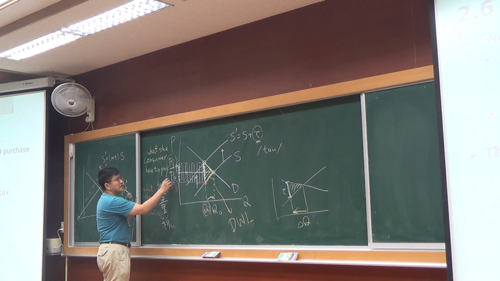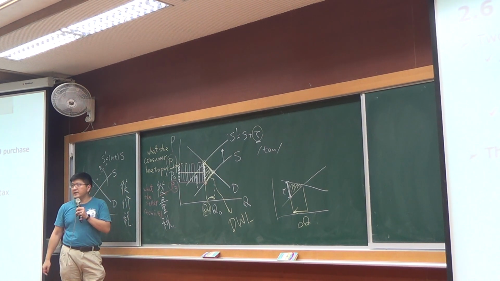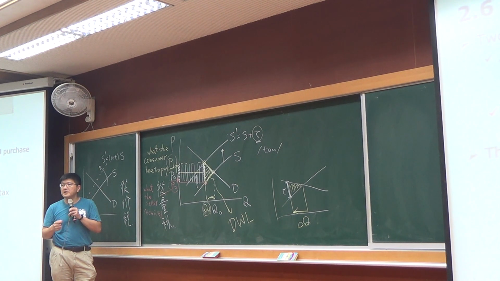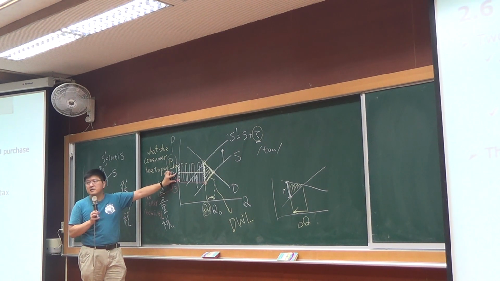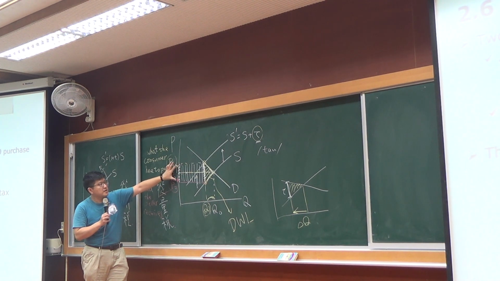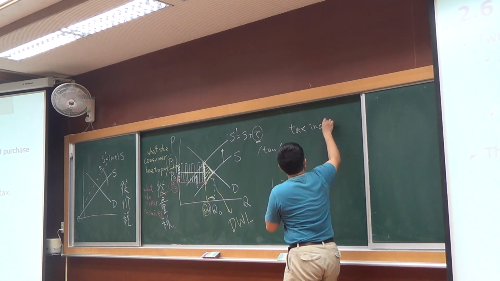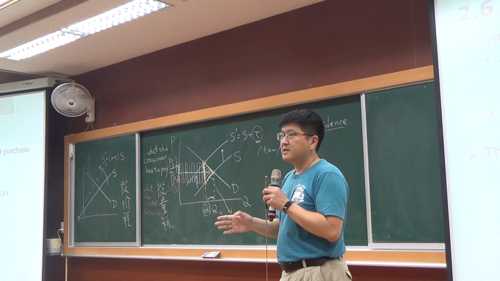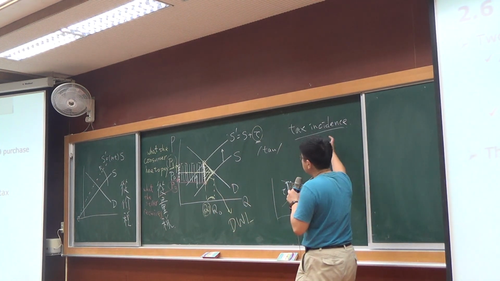And initially, the seller receives P0, but now P2 instead. So the price for each unit of good, the price the seller can receive, is a little bit lower. The buyer pays a little bit higher, the seller receives a little bit lower, so they share the gap. We call this the tax incidence, which means how we divide the tax between consumers, buyers, and producers, sellers. We call this issue tax incidence.